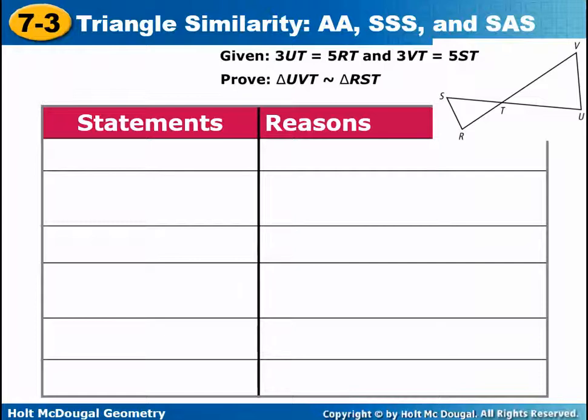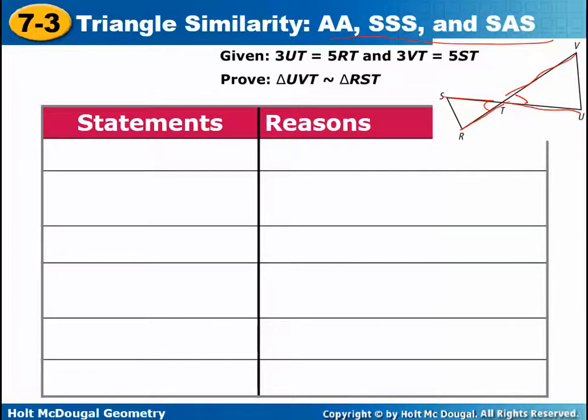All right, so we are given, let's see, here's UT. 3 of these equals 5 of these. And 3 of these equals 5 of these. Okay, we are supposed to prove that triangle UVT is similar to triangle RST. Well, we're going to use one of these methods. Right away, I would say, oh, look, we've got vertical angles. That's certainly going to be something we're going to use.